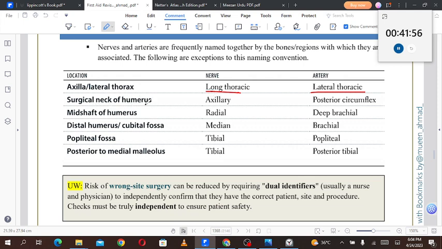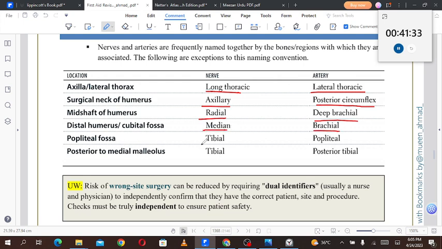Surgical neck of the humerus: we have the axillary artery, although it is not part of the axilla anymore, but it is the axillary artery there. And the axillary nerve and posterior circumflex humeral artery will be there. In the mid shaft of the humerus, we have the radial nerve and deep brachial artery. At the distal humerus in the cubital fossa, we have the median nerve and the brachial artery.